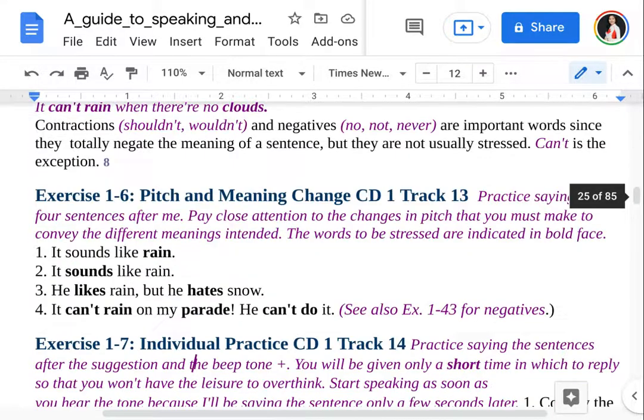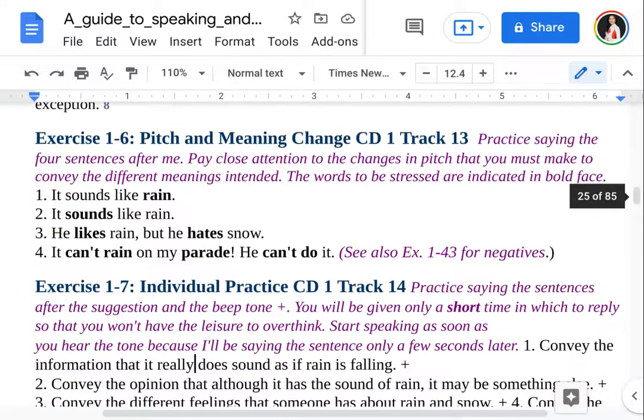Exercise 1-6. Pitch and meaning change. Practice saying the 4 sentences after me. Pay close attention to the changes in pitch that you must make to convey the different meanings intended. The words to be stressed are indicated in boldface. 1. It sounds like rain. 2. It sounds like rain. 3. He likes rain, but he hates snow. 4. It can't rain on my parade. He can't do it.